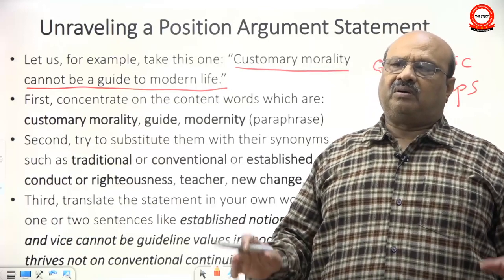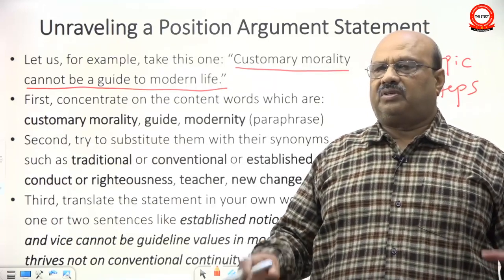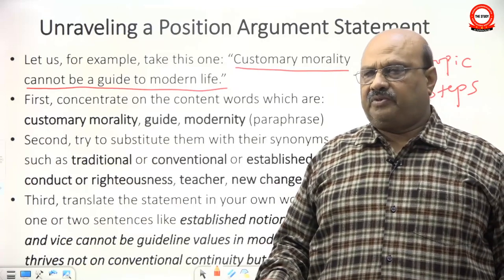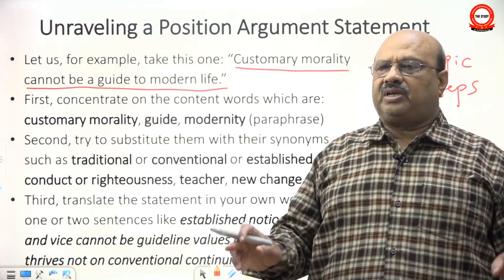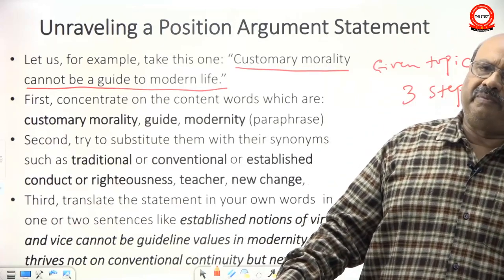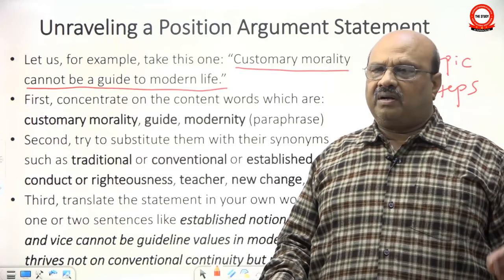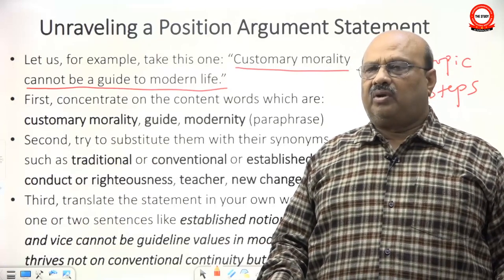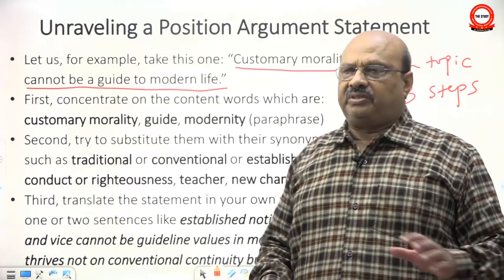The opposite of the content word is the function word. Function words are grammatical words like articles, auxiliary verbs, pronouns. Function words are not important from the meaning point of view. Only content words are important from the meaning point of view. So let us see which are the content words in this statement.